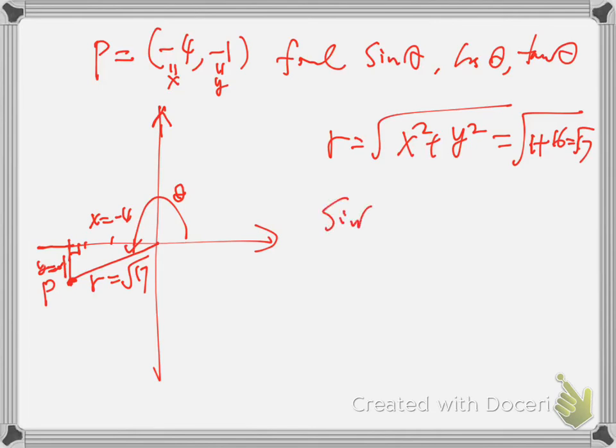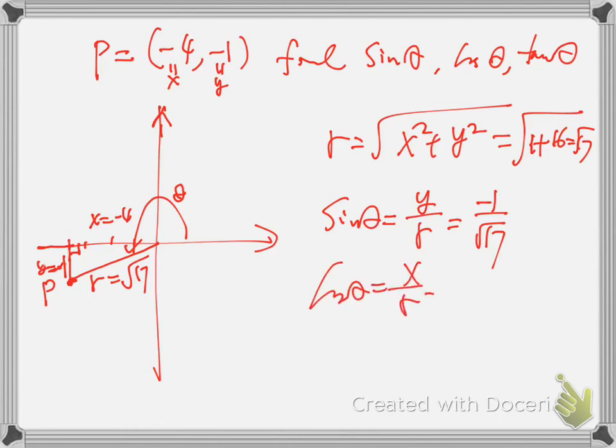So what is sine theta? Sine is opposite over r, so this is -1 over radical 17. Cosine theta is x over r, so it's -4 over radical 17. And the tangent theta is y over x, so it's -1 over -4, which is 1 over 4.